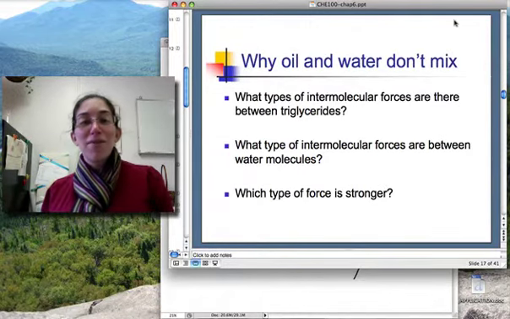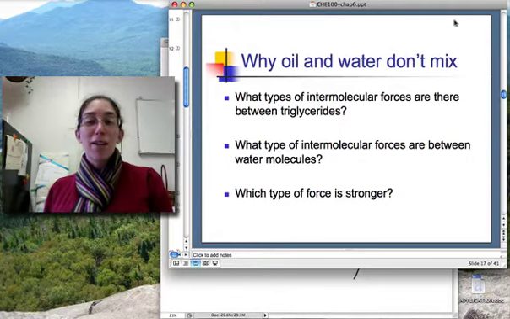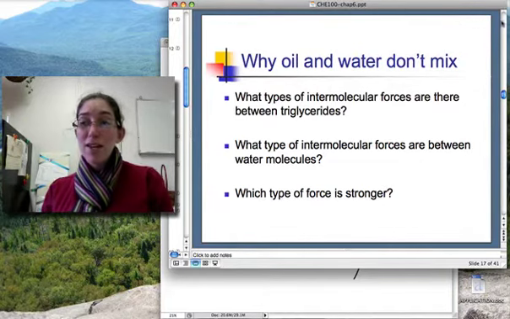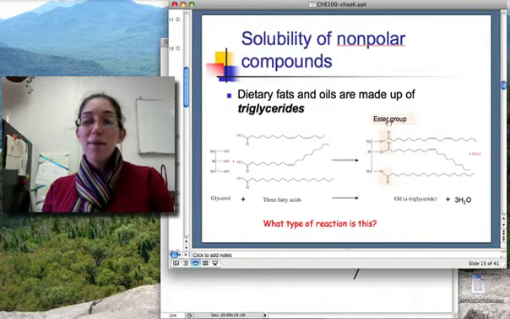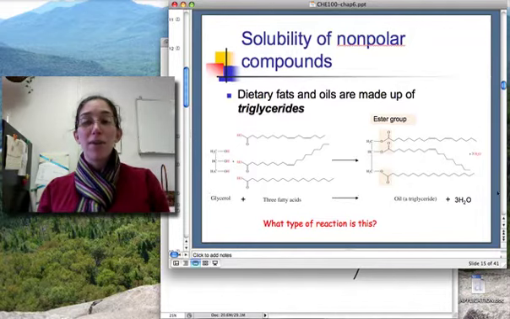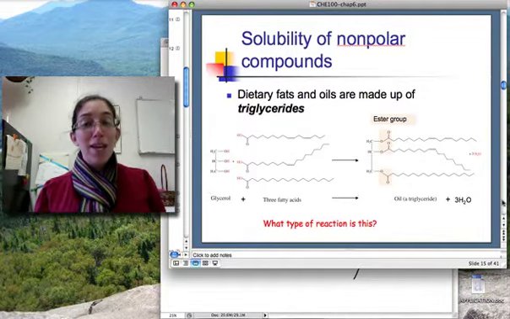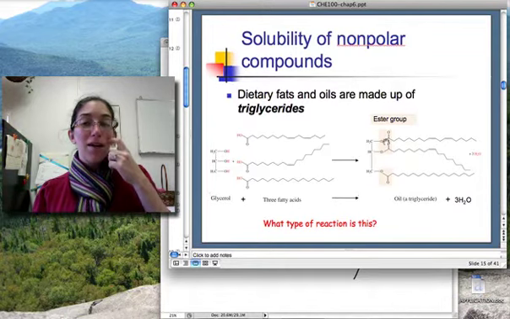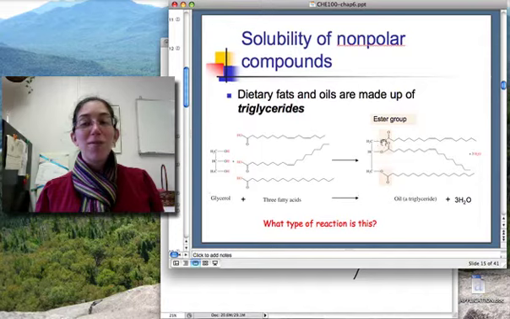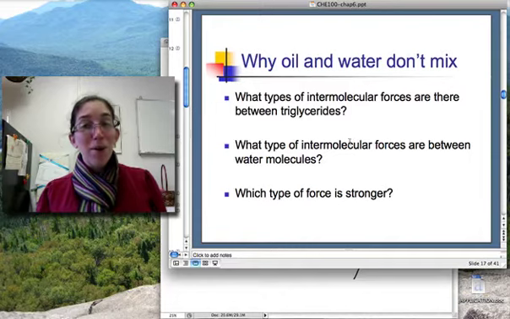Okay, so just a conceptual review here. Why oil and water don't mix. What types of intermolecular forces are there between triglycerides? First of all, are triglycerides polar or nonpolar? They are nonpolar molecules, even though triglycerides have some oxygens in here, they have very long chains of carbon and hydrogen that are nonpolar. There are a few polar points, but those are very outweighed by how big the nonpolar region is. So triglycerides are nonpolar molecules.